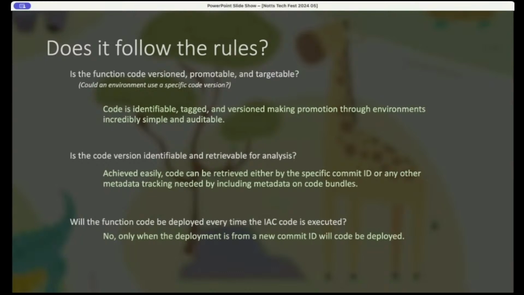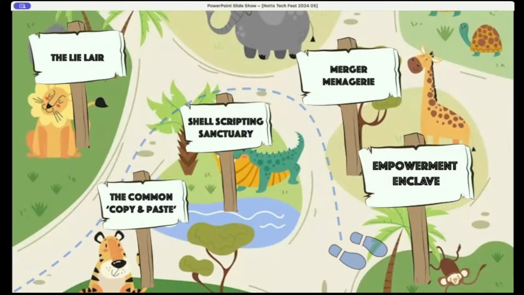Will the function code be deployed every time? Nope. Only when the deployment is from a new commit ID will the code be deployed, which is exactly the thing we want. I did include a way in there, as a developer, so I don't have to commit my code every time I add a print statement because I want to see what an object looks like. You can just override that behavior, so it always forces a new deployment out. Best of both worlds, really.